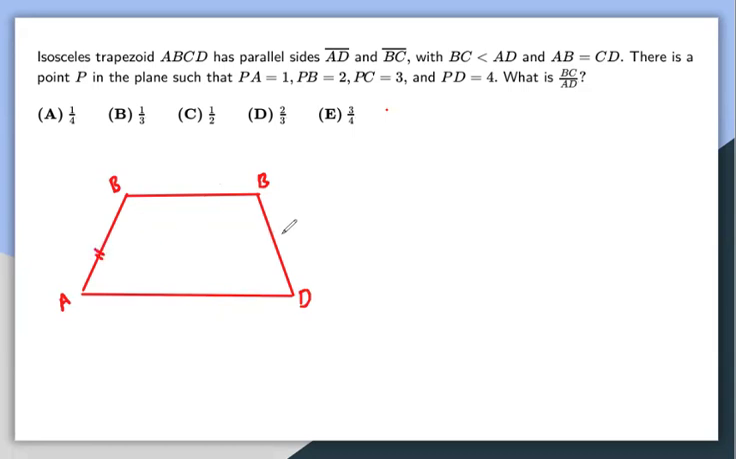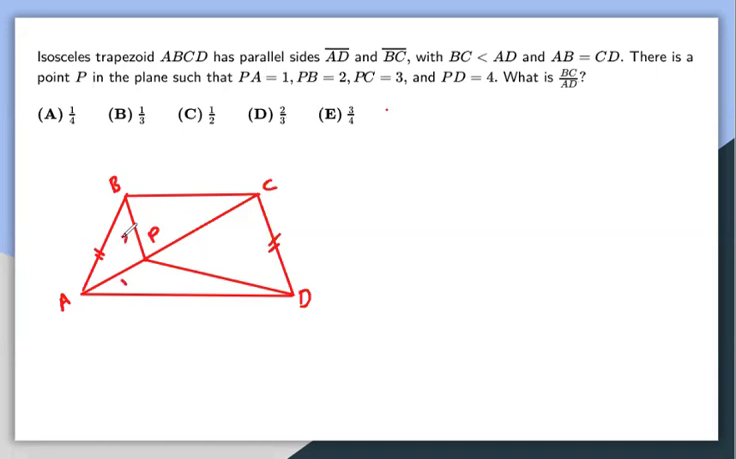I mean AB and CD. So this has to be C, by the way. So that's isosceles. And then there is a point P inside of the trapezoid. PA is 1, PB is 2, PC is 3, and PD is 4. Let's try something maybe somewhere there. That's PA, PB, PC. So it looks like a straight line, but it's not. And then this is my point P.